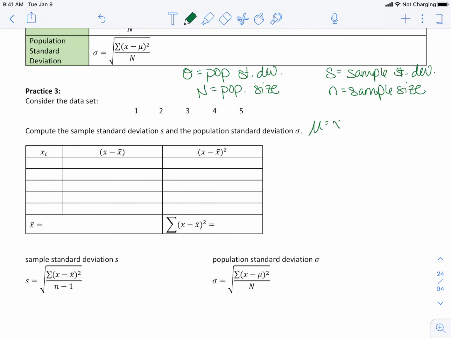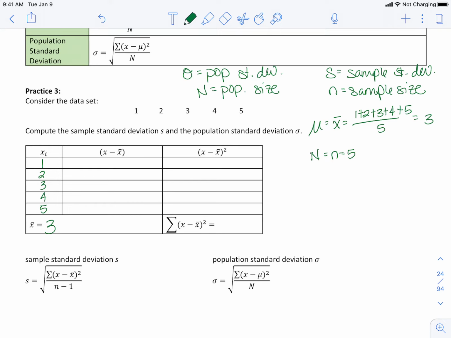mu is our x bar, so we have to do 1 plus 2 plus 3 plus 4 plus 5 divided by 5, which is 3. So I'm going to fill that in our table. And remember, our capital N is the same as our lowercase n, which is 5 for this case, because this is our population that we're working with. All right, so our values are 1, 2, 3, 4, and 5.